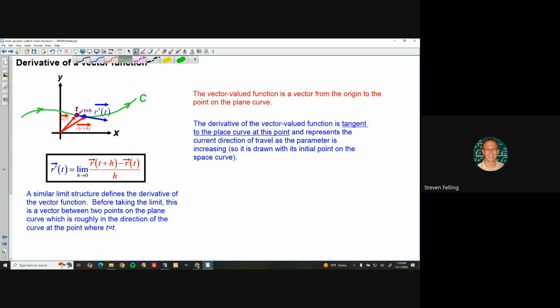Now this vector, not only is it tangent, the length of this vector, the magnitude, represents how fast the object is translating along here. So since r is like a position, the derivative should be a speed, right? But it's a speed with a direction.